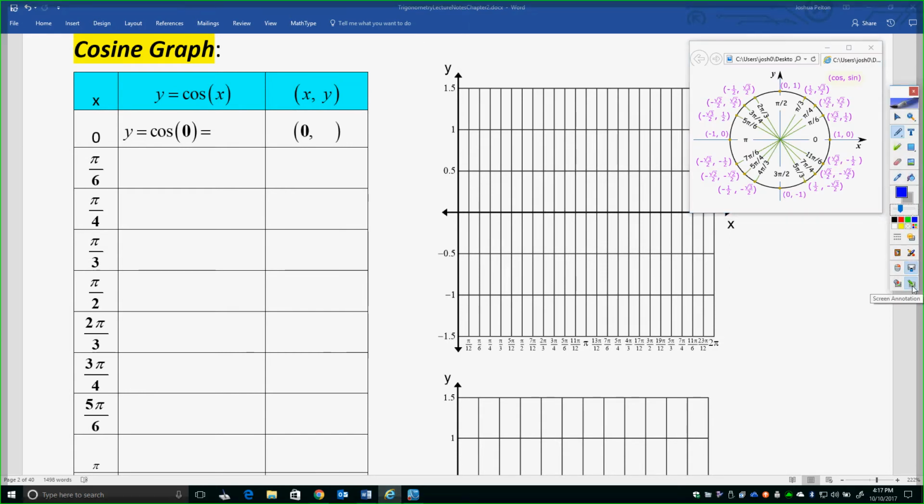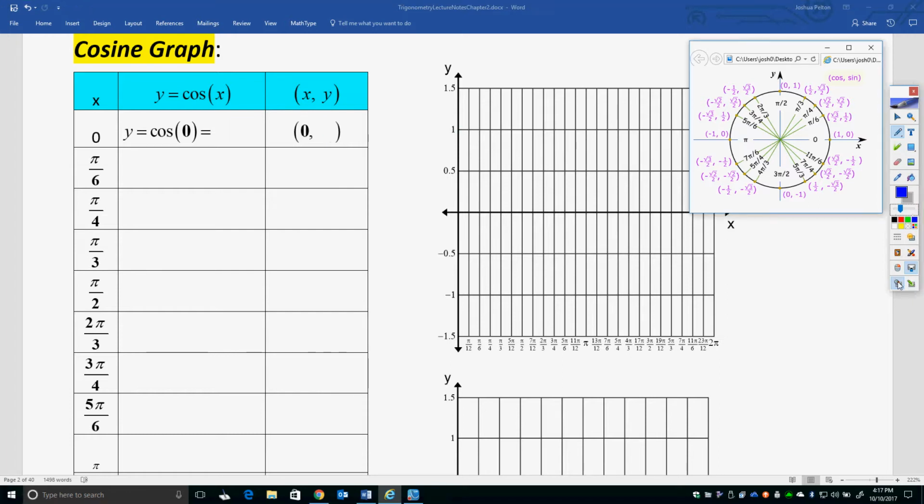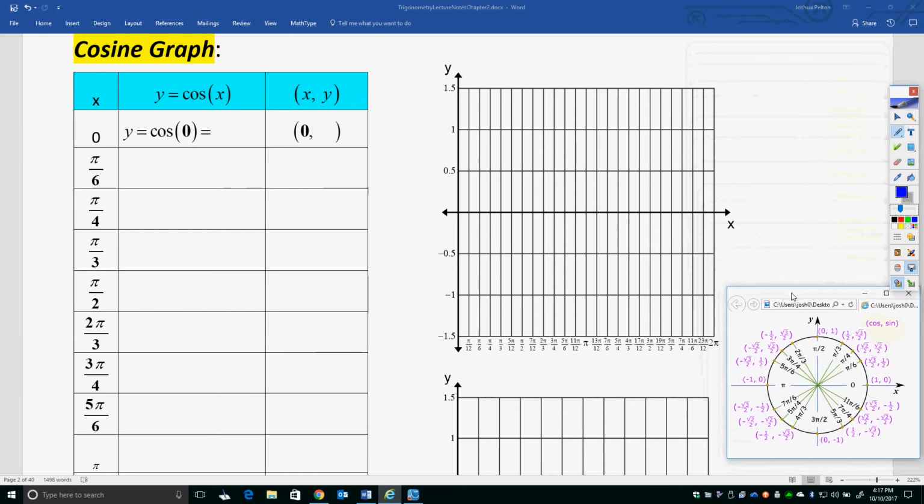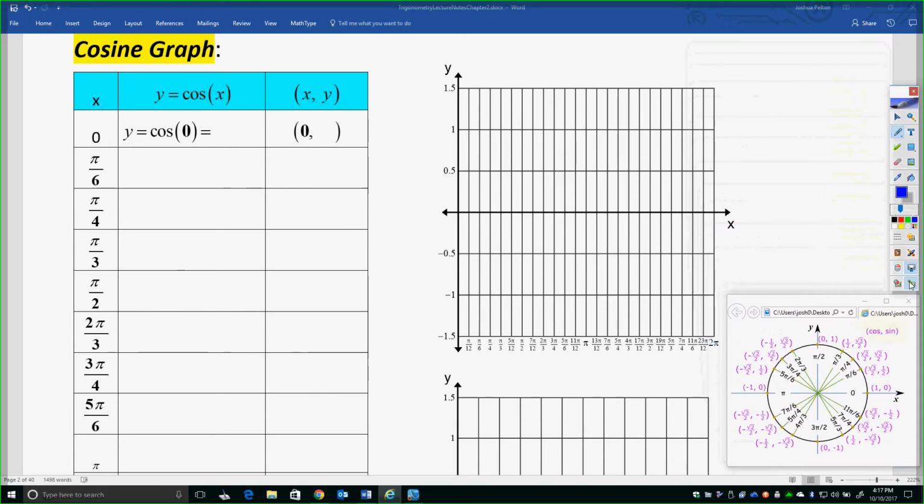Okay, so for the cosine, we do the same thing. Cosine of 0 is going to be a 1, so I get a coordinate of 0, 1. Okay, let's move the unit circle out of the way here. We'll move it down, right down to there. Okay, so now the first value is cosine, and we're at our 1. Now we have y equals cosine of pi over 6, which is root 3 over 2. So pi over 6, root 3 over 2 is the next coordinate.